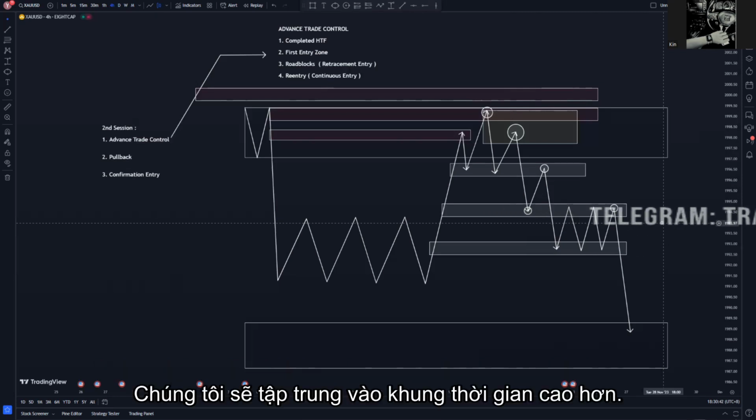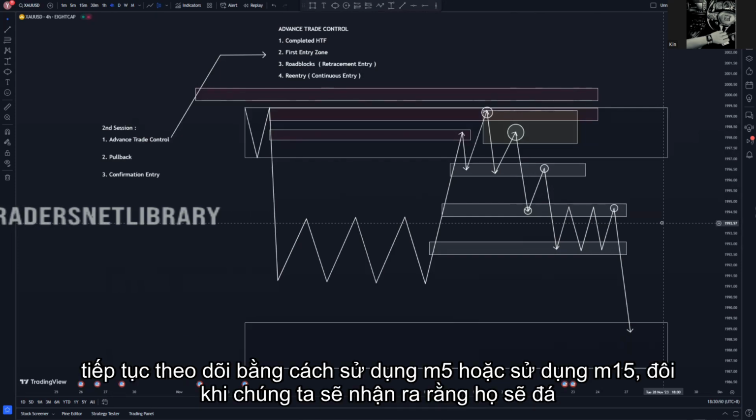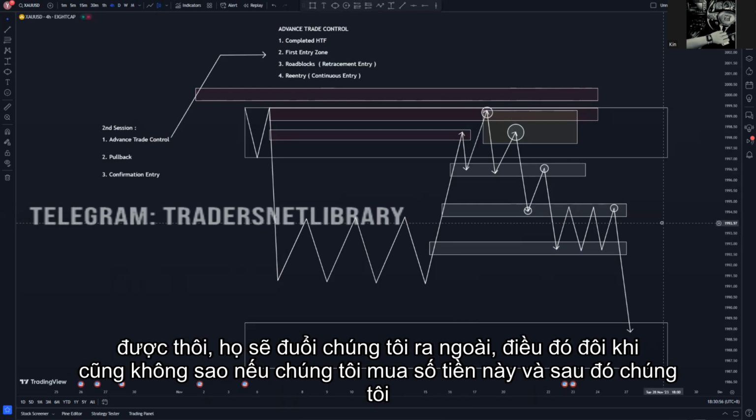We are going to focus on the higher time frame. For now, the higher time frame is telling us to sell. If we keep on monitoring using the M5 or the M15, sometimes they're going to kick us out, right?